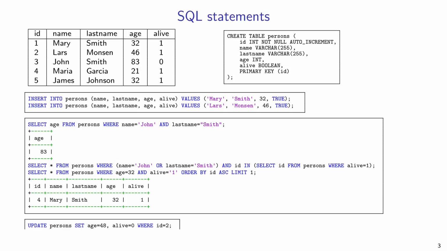We can use the UPDATE statement to set values for specific columns where this condition is satisfied, and the DELETE statement to remove records that match a specific condition. So that is SQL in a nutshell. As you can see, it is a very powerful and human-readable language for manipulating datasets.